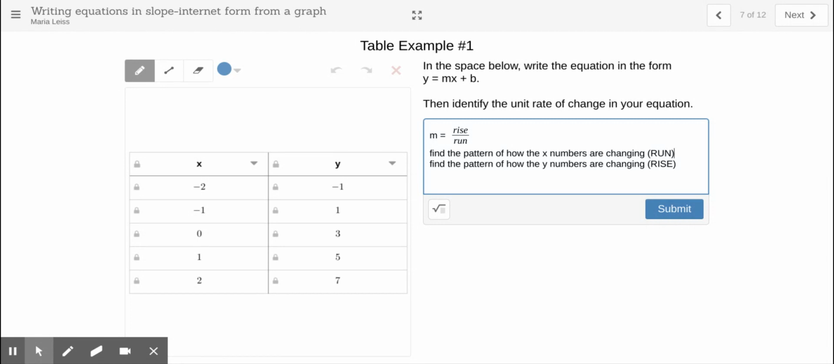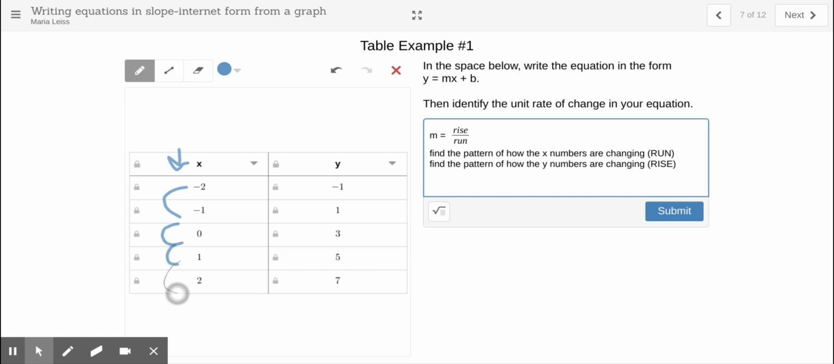All right. Now, as I look at this table, I can see that my x values are right here. As I move down the table, I went -2 to -1, -1 to 0, 0 to 1, 1 to 2. Hopefully you're figuring out that the pattern is +1 as I go down. So I'm adding 1 each time. So my change in x, or my run, is +1.